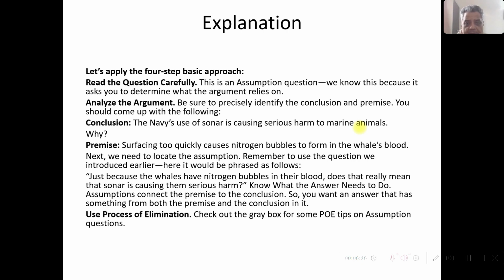Assumptions connect the premise to the conclusion. So you want an answer that has something from both the premise and conclusion in it. Use process of elimination. Check out the gray box for some POE tips on assumption questions.